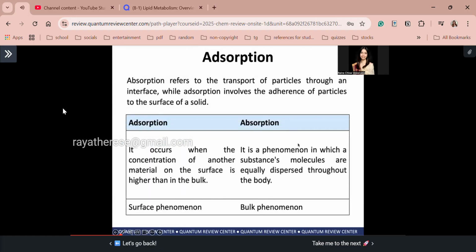So, let's differentiate adsorption from absorption. When we say adsorption, again, this occurs when the concentration of another material on the surface is higher than in the bulk. So, basically, guys, yung mga solute nyo mag-adhere siya sa surface. Hindi sa bulk. Absorption naman, the substance's molecules will equally disperse throughout the bulk of a liquid or a solid. Okay? That's why we call adsorption a surface phenomenon and absorption a bulk phenomenon.